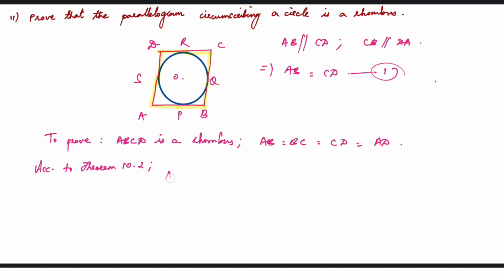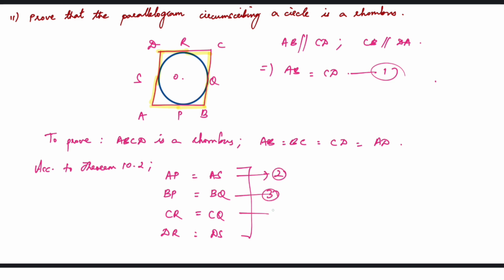We'll write them. AP is equal to AS, BP is equal to BQ, CQ is equal to CR and DR is equal to DS, according to theorem 10.2. Let these be equations 2, 3, 4 and 5.